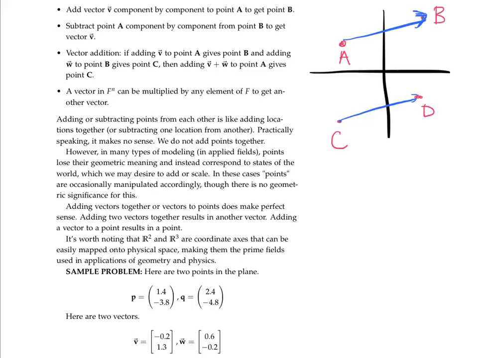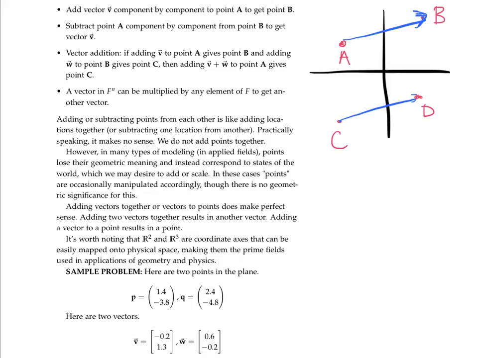One thing that we can do is subtract point A component by component from point B to get that vector. So computationally, we could subtract A, whatever the values are for x and y, from B, and we would get exactly what the necessary increments of change would be to go from A to B.